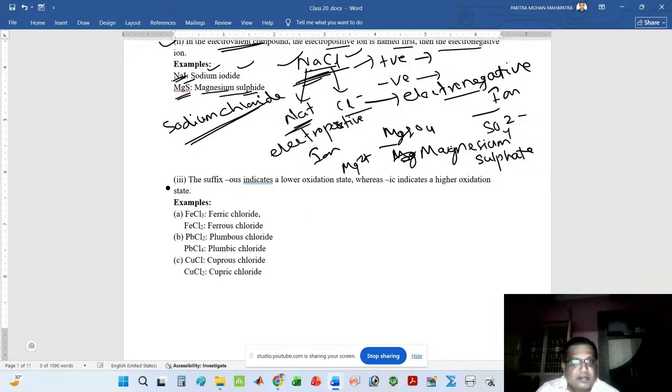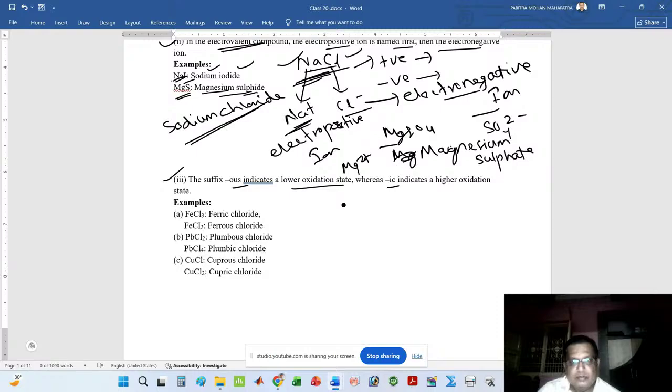Next, there are different types of compounds which end with the suffix -ous and another is -ic. The suffix -ous is generally used for the lower oxidation state, and the suffix -ic is used for the higher oxidation state. Let me explain.